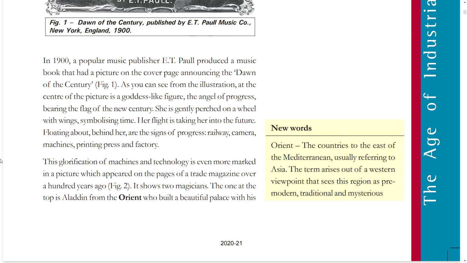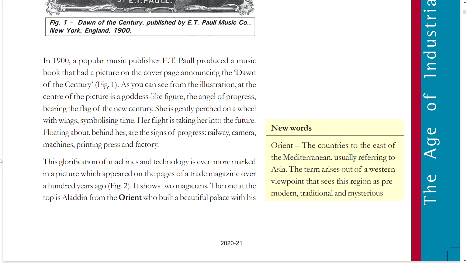In 1900, a popular music publisher, E.T. Paul, produced a music book that had a picture on the cover page announcing the dawn of the century. As you can see from the illustration, at the center of the picture is a goddess-like figure, the angel of progress, bearing the flag of the new century.